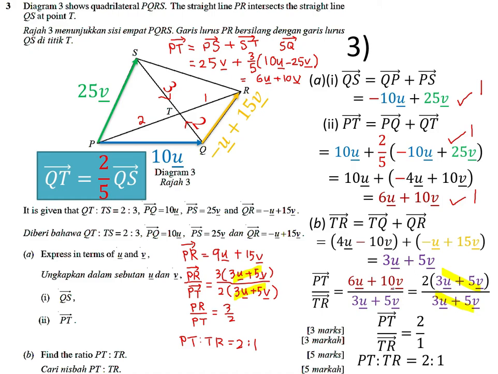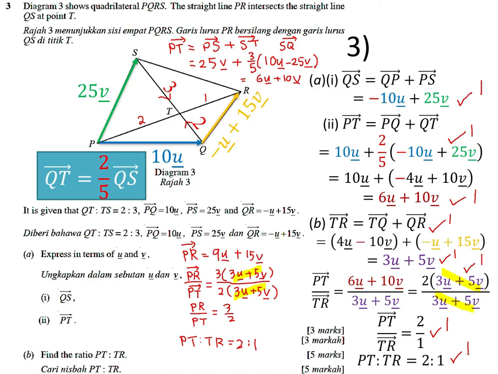First mark will be given once you find the vector of TR, and then the second mark will be when you get the vector of PR. Third mark is when you divide the PT with TR in order to get the ratio. Fourth mark will be the fraction form after you cancel off the ratio. Lastly will be your final answer 2 to 1. So this is how you do it with the first method.